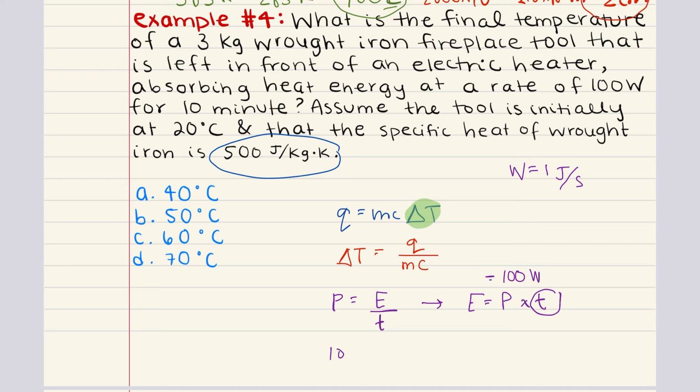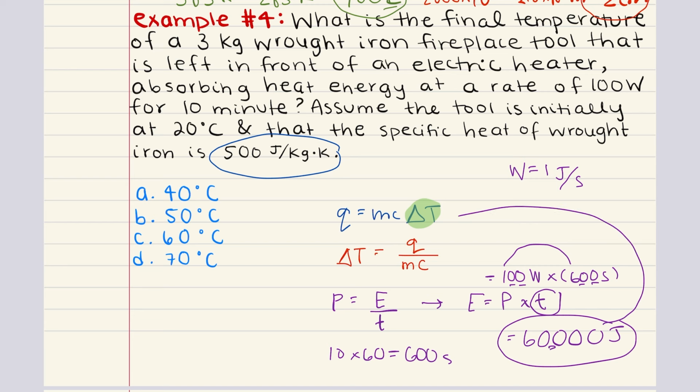10 minutes, each minute is 60 seconds. This gives us a total of 600 seconds. So we are going to be multiplying 100 watts by 600 seconds. 1 times 6 is equal to 6, and then we have 1, 2, 3, 4 zeros to add. So the energy here is 60,000 joules. Now we have a value we can plug in for Q.